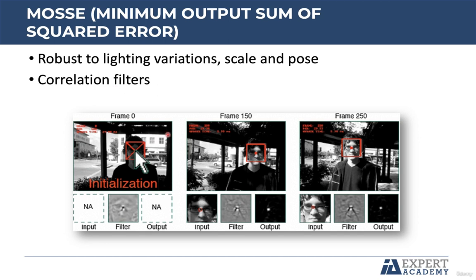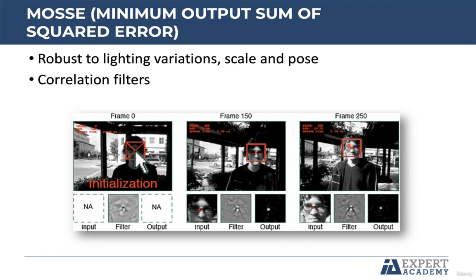This image shows how the algorithm works. In the first frame of the video, you select the face or the object you want to track. It is the initialization phase. See that the image is quite dark. And in the next frame, when we increase the light, the algorithm continues tracking the person's face. Frame 150 and frame 250.